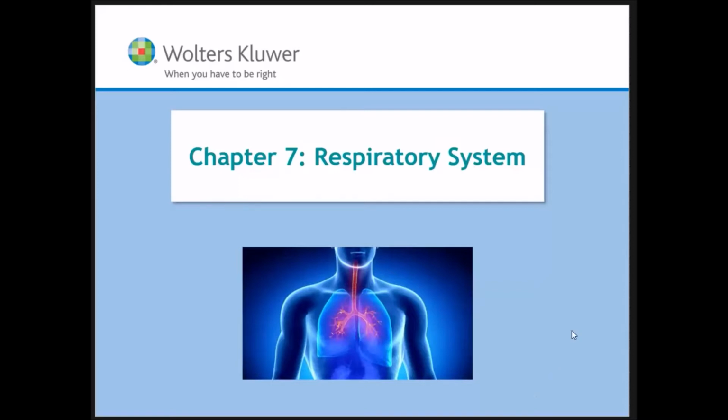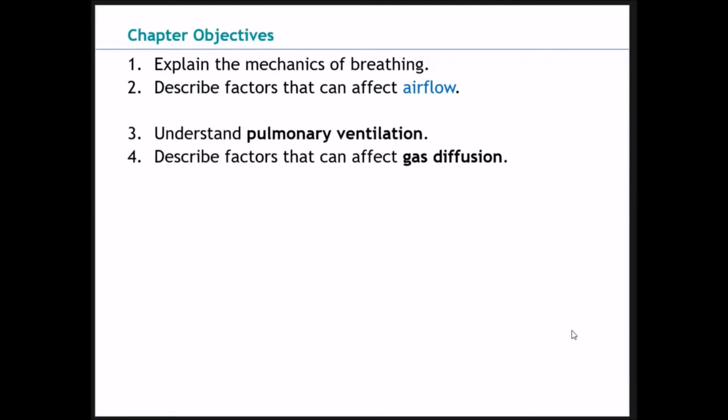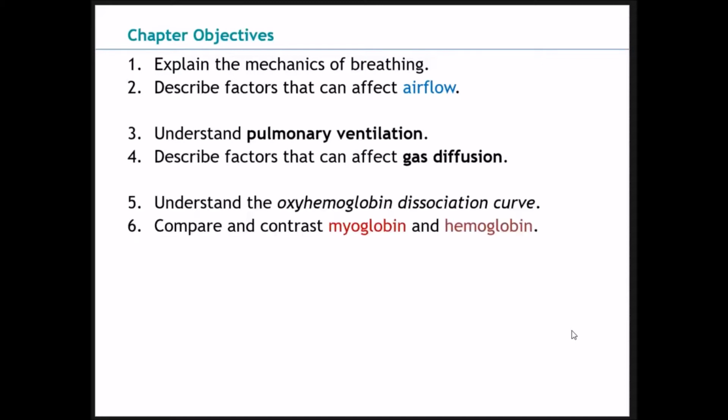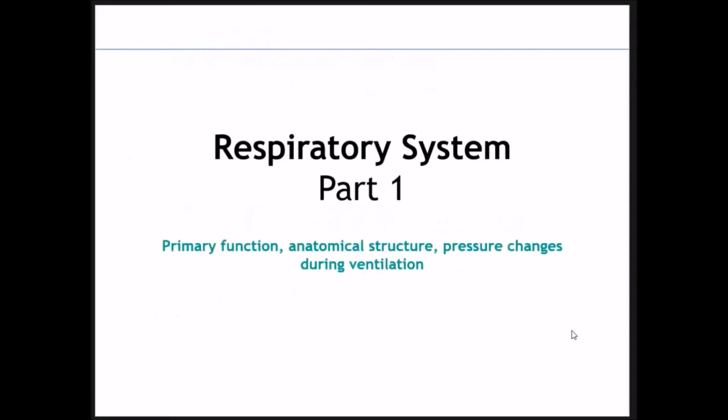So our objectives. First, looking at explaining the mechanisms of breathing, describing airflow. We'll get into some different terms, one being pulmonary ventilation, gas diffusion. This is our oxyhemoglobin dissociation curve, how that's related to myoglobin and hemoglobin. And then we'll discuss respiratory control during exercise and our ventilatory response. So here's our part 1.